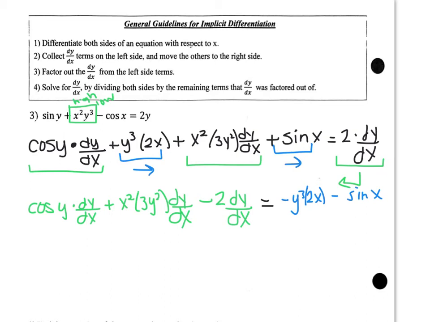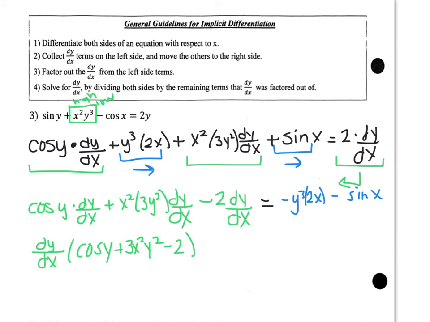Okay, so now we can focus on this left side where I'm going to take out a factor of dy/dx. So dy/dx goes on the outside followed by an open parenthesis. And when we do the division of this term by this, we get cos y. And then when we do the division of dy/dx and this term by dy/dx, we get this, which I'm just going to rewrite a little bit nicer as 3x squared y squared. And last but not least, when I divide this into this, I get a minus 2.